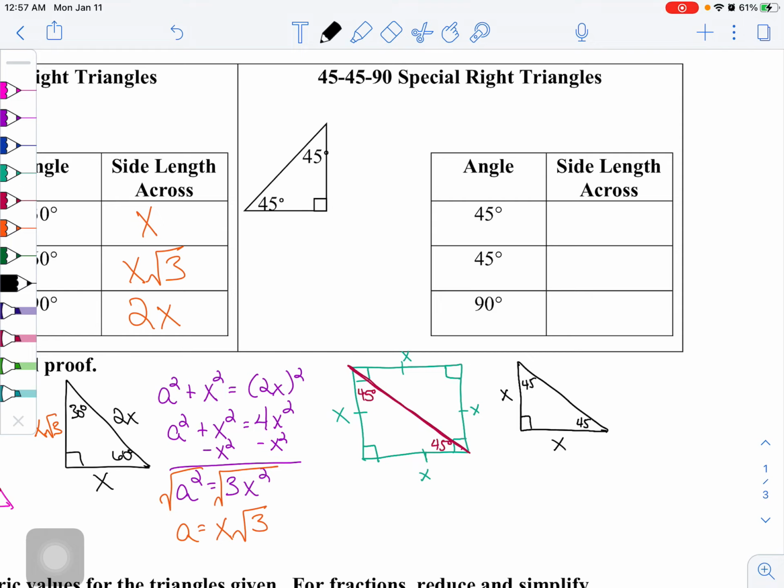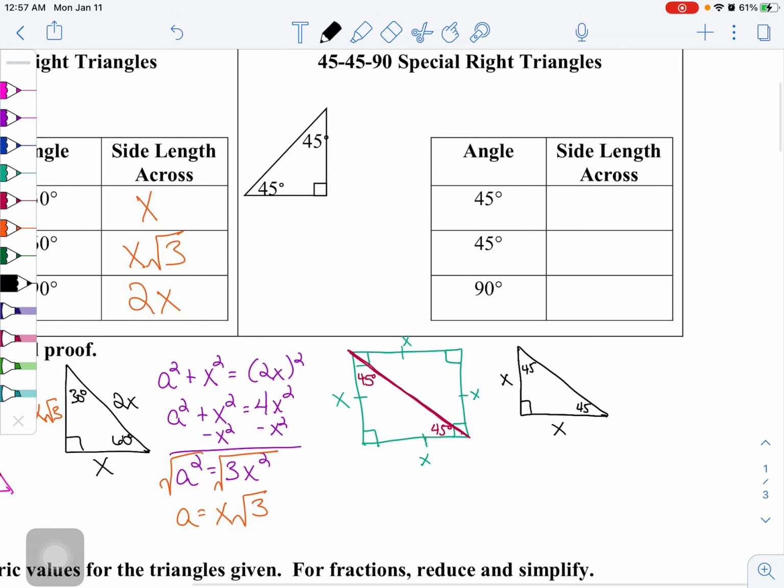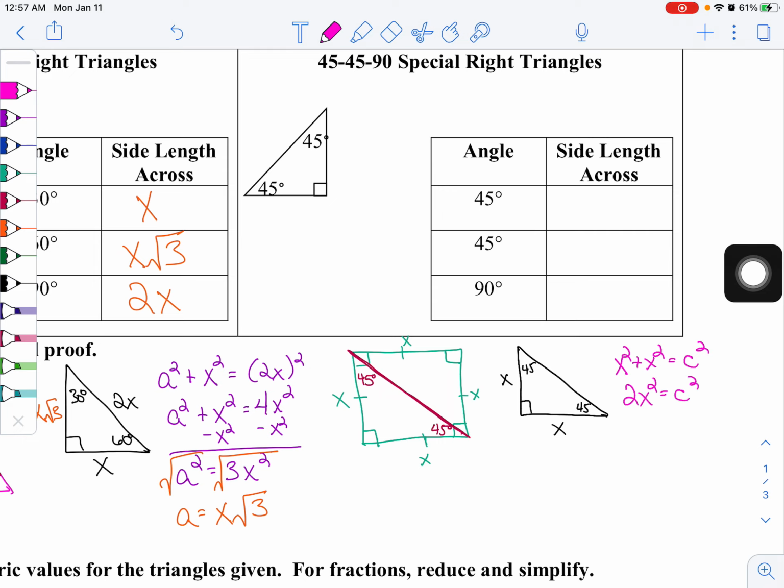Now, what I don't know is the length of the actual diagonal. And so just like in the 30, 60, 90, I use Pythagorean theorem, I'm going to do the same thing here. All right. In this case, I am going to use c as my unknown. So x squared plus x squared is equal to c squared, because remember it's leg squared plus leg squared equals hypotenuse squared. So 2x squared is equal to c squared.